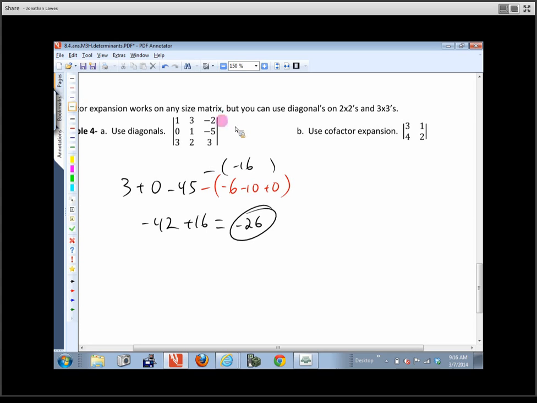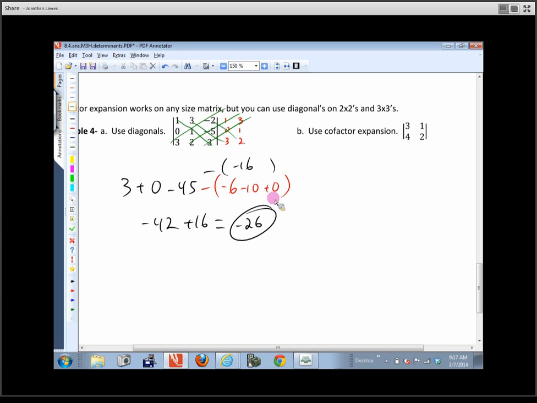Okay, there is one other method that you can use that some of you might like. I'm going to rewrite the first two columns, so I'm going to write 1, 0, and 3, and 2, 3, 1, and 2. And then you can see the diagonals, 1, 2, 3. You can do that, and then you can go upward. Those are the same numbers. Watch. There's a 3 right there. There's a minus 45 right there. There's a 0. Going upward, we get negative 6. This is negative 10, and that last one would be 0.